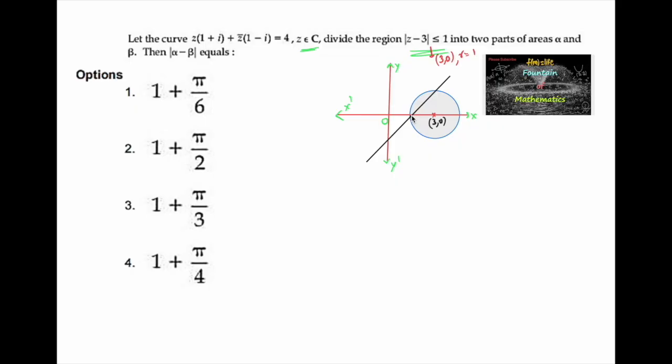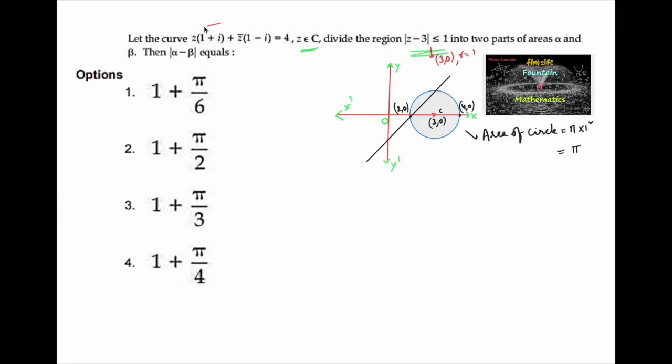So 1 unit means here we can say 2 comma 0 and here 4 comma 0. And area of the circle is pi r square, that is pi into 1 square, that is pi.